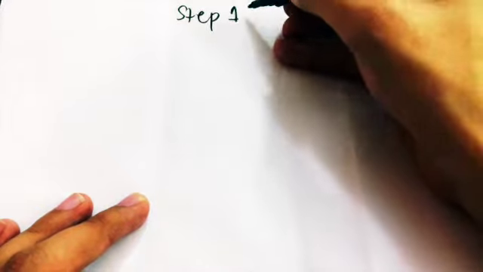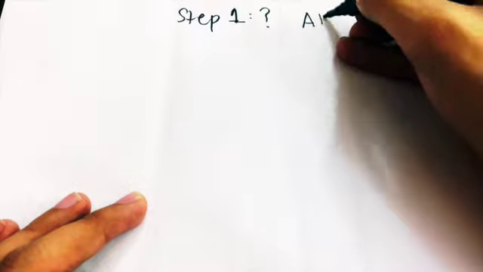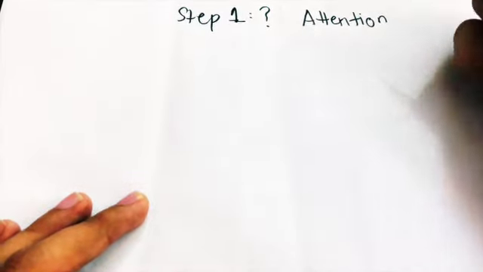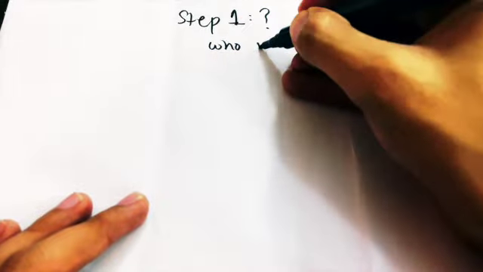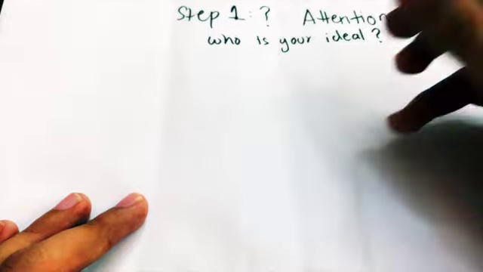Starting with the first step, which is all about attention. So you have to pay very close attention to the behavior of your ideal or inspiration. In my case, it was the famous football player Lionel Messi. In your case, it might be someone else. So you pay very close attention to their behavior, to their activities, to their actions.